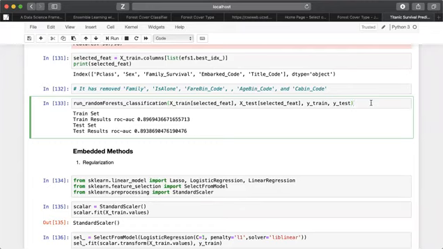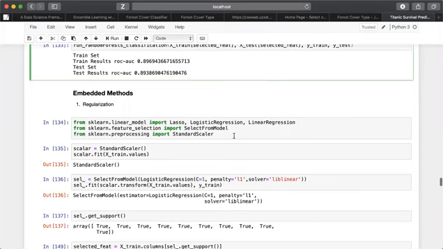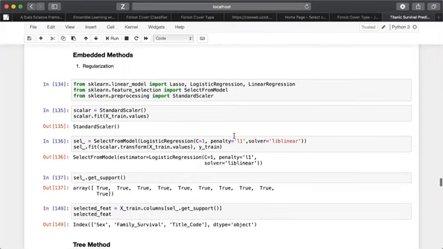After removing this, again I checked the accuracy score and found that the accuracy score from the original had decreased by around 1%. Thereafter is the regularization method.